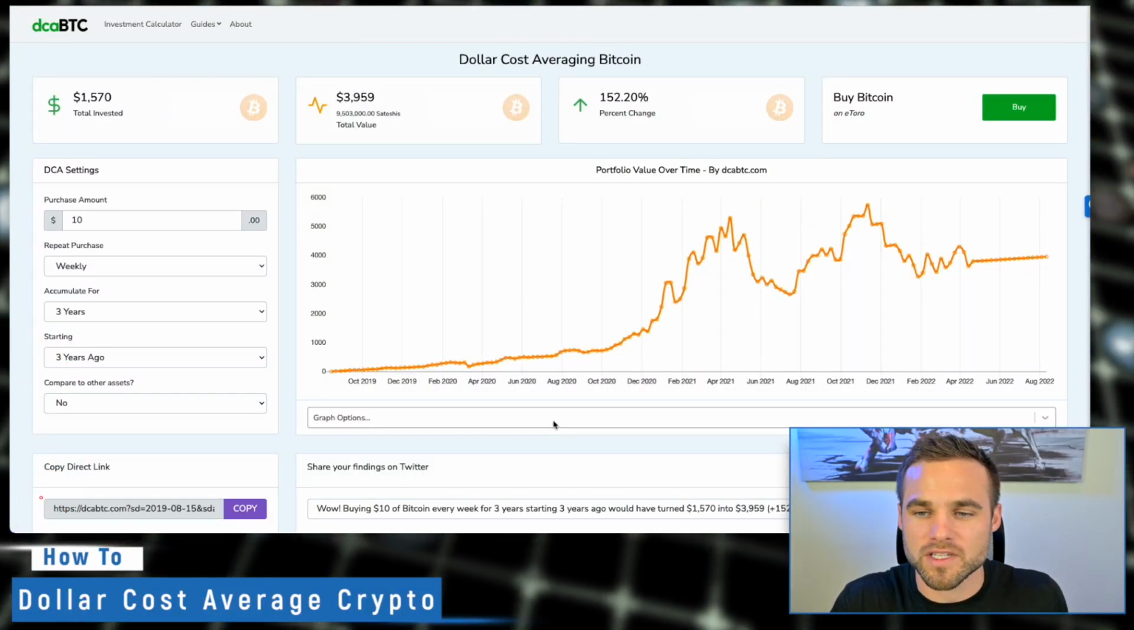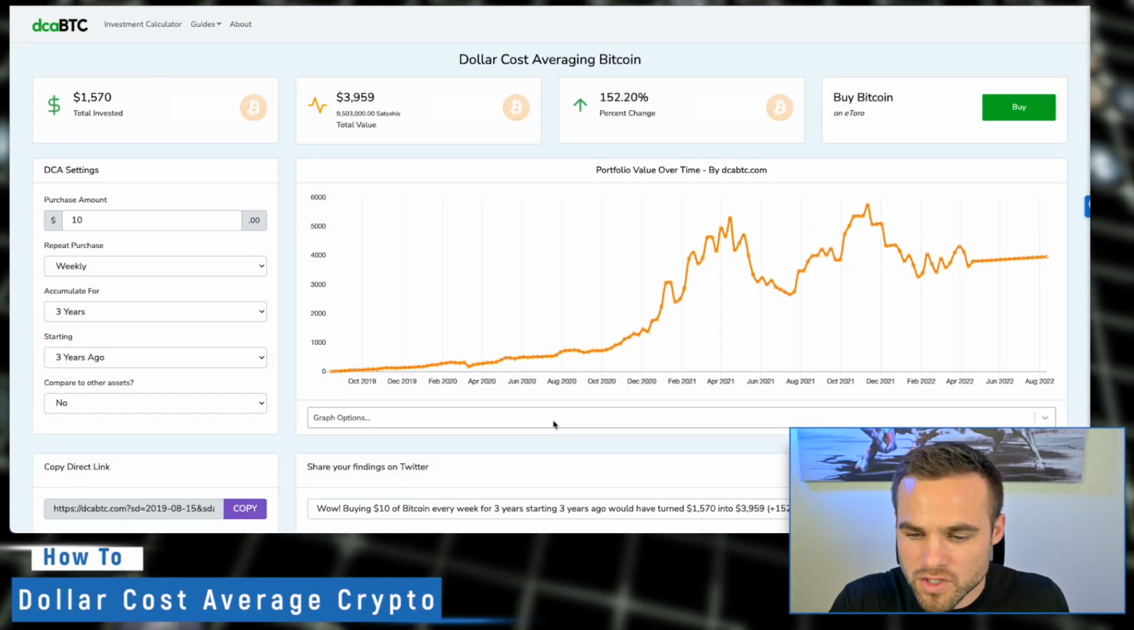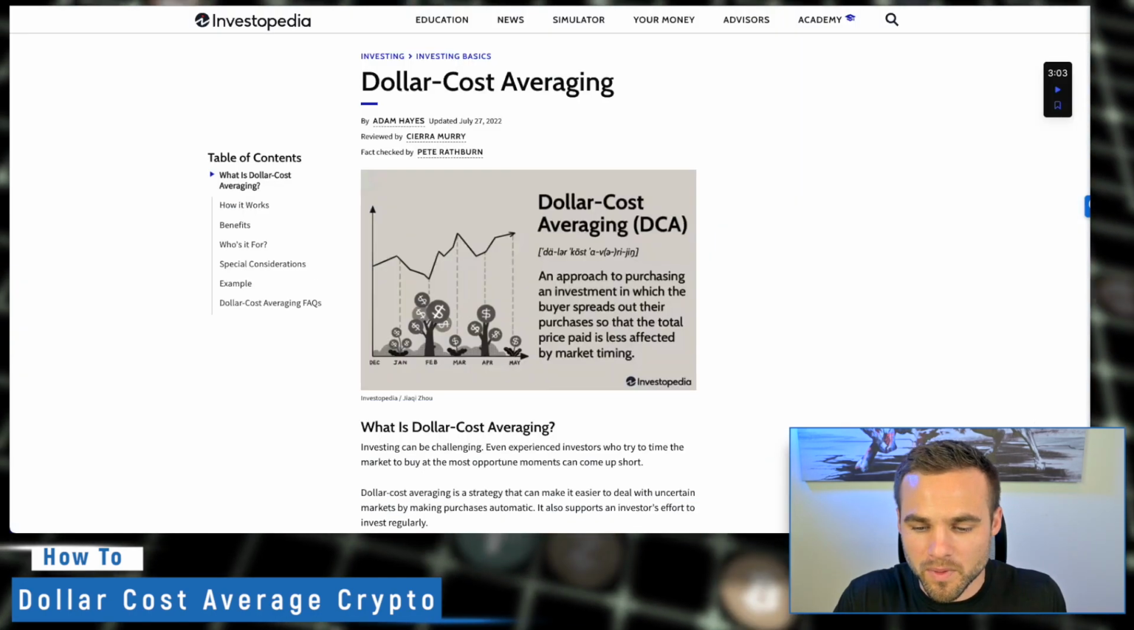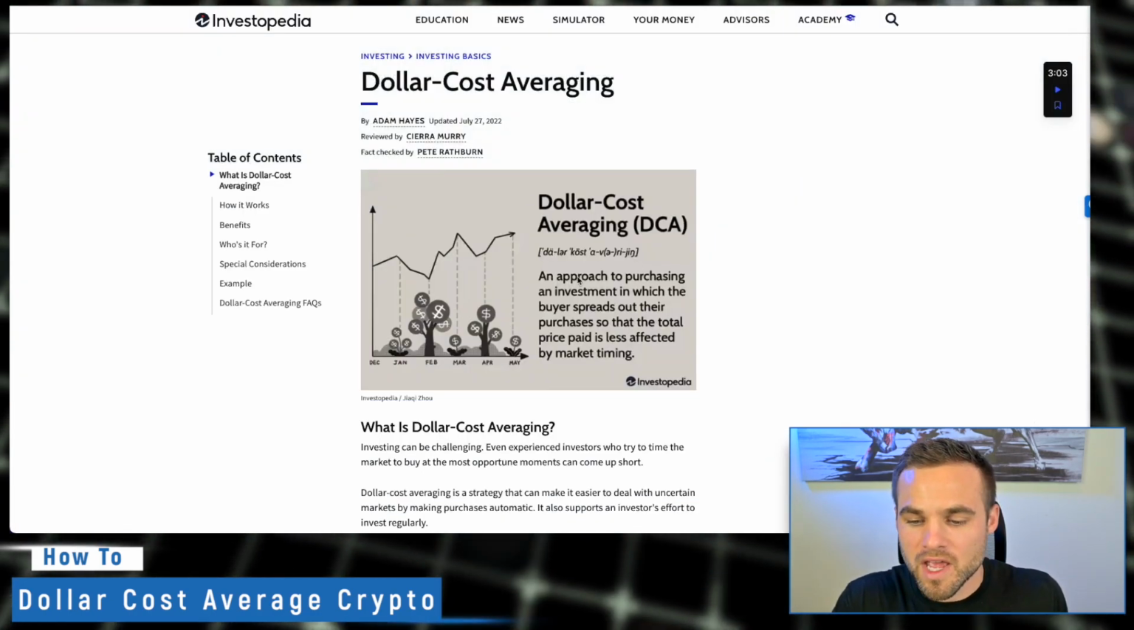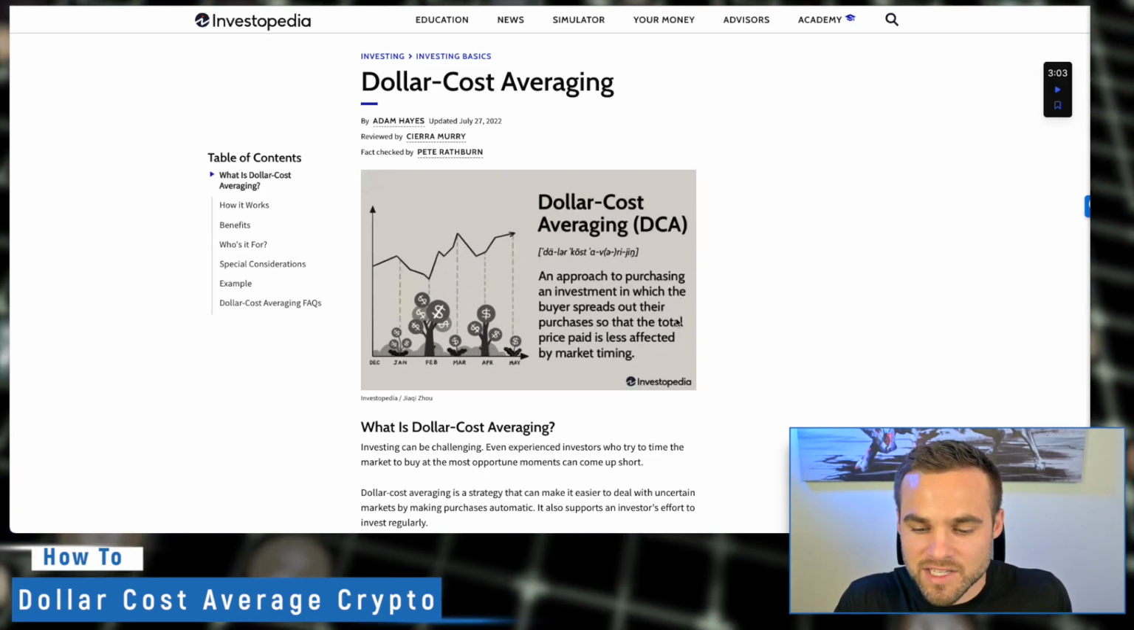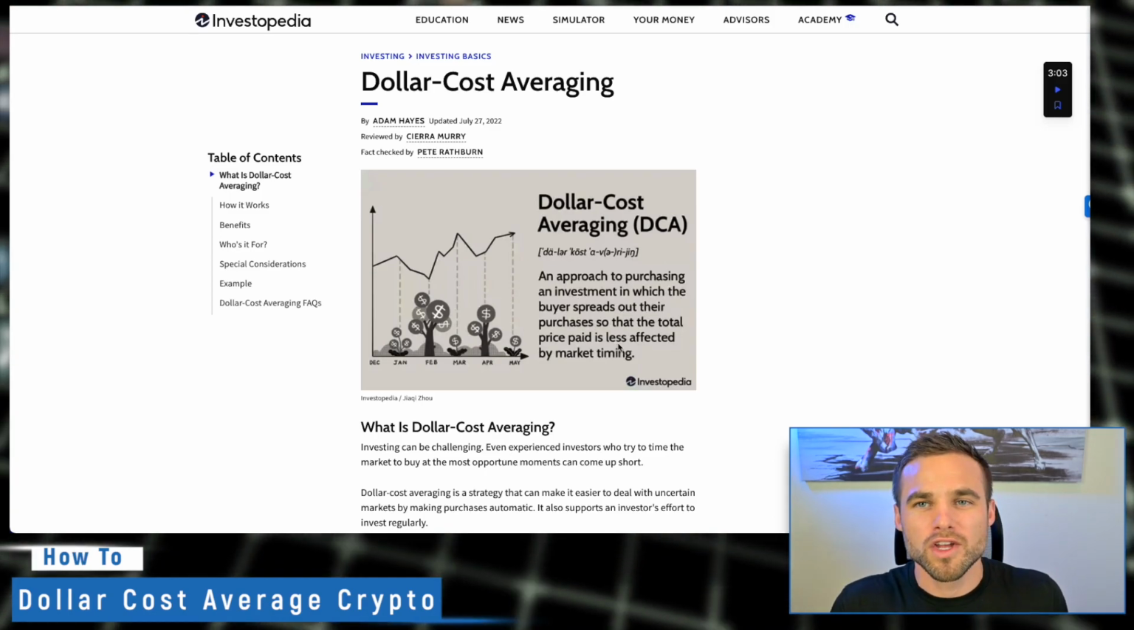So let's talk about this. Dollar cost averaging. First things first, what is it? Dollar cost averaging is simply an approach to purchasing an investment in which a buyer spreads out the purchases so that the total price paid is less affected by market timing. So 2 examples, right? For example, dollar cost averaging is what I did, and I simply just took a portion of the money. I was getting it every 2 weeks. I was getting paid in crypto, and I just kept it in there. And I started dollar cost averaging every 2 weeks into both Bitcoin and Ethereum on a regular basis. And the investment did really good.